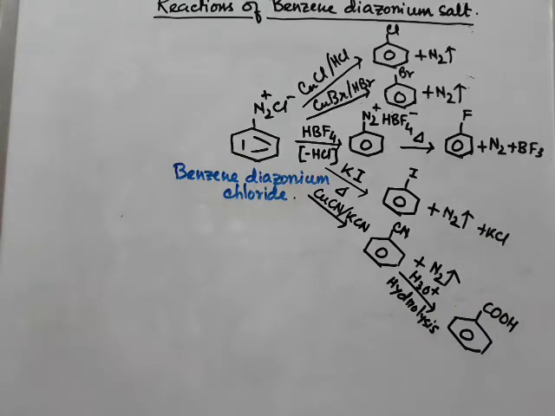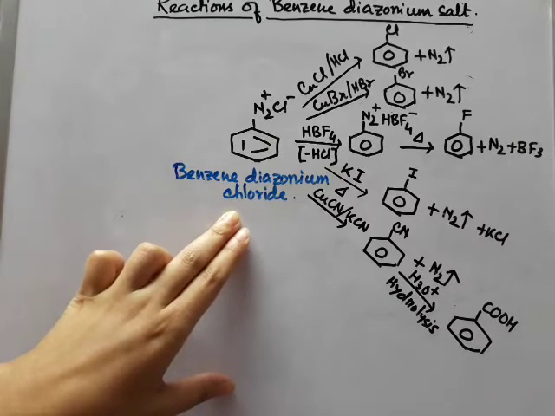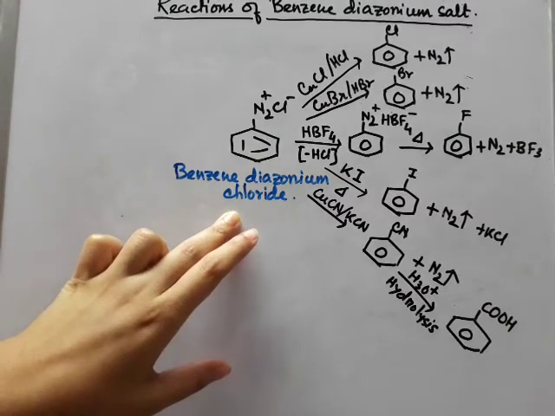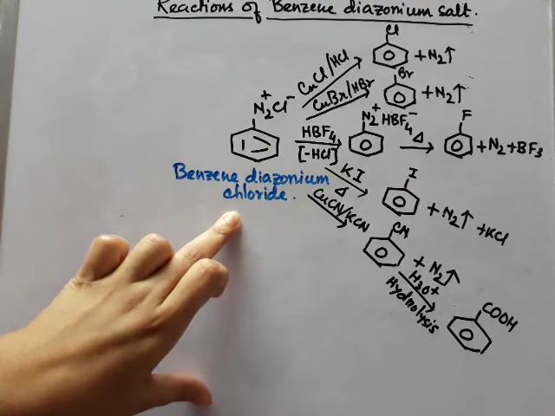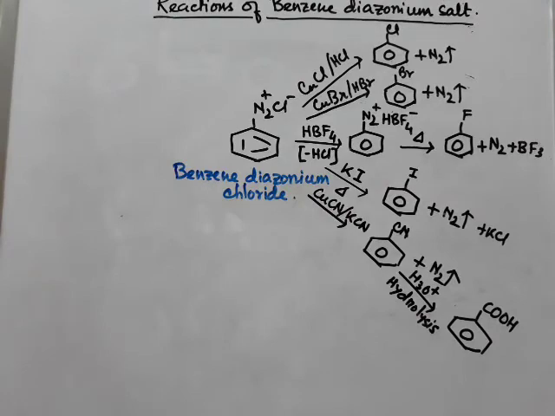Next, if you want to substitute it by any aryl group, then what to do? This type of substitution may be carried out by addition of some aromatic compound to the alkaline solution of this benzene diazonium salt, or by adding ethanol and copper to the diazonium hydrogen sulfate solution. So this is carried out in this way.